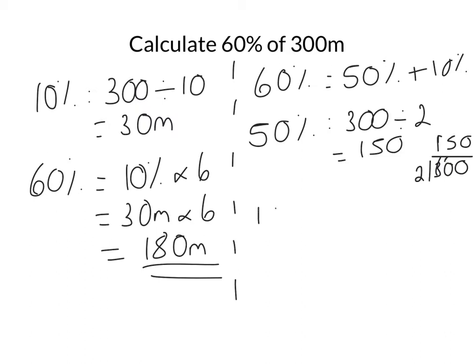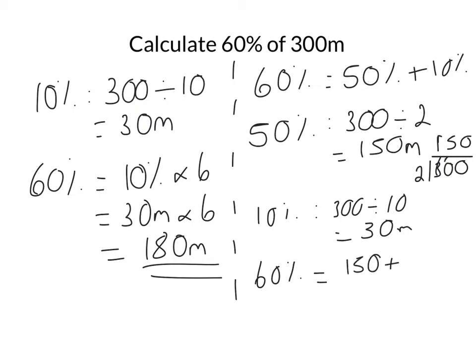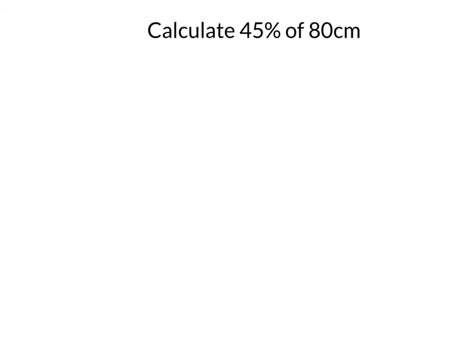Then 10% is going to be 300 divided by 10, which is 30 meters. I forgot my meters there, sorry. So therefore now we're going to say that 60% is going to be equal to 150 plus 30, so 180 meters. Both very good ways of going at it. You just pick whichever way you prefer is best.